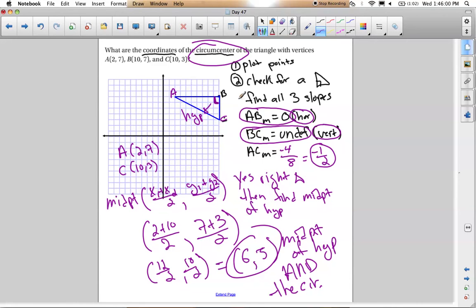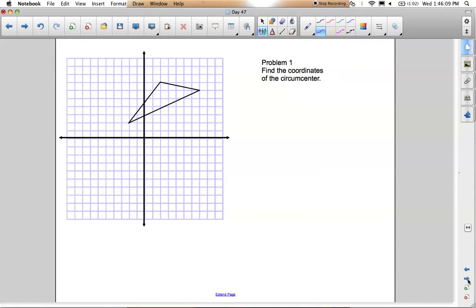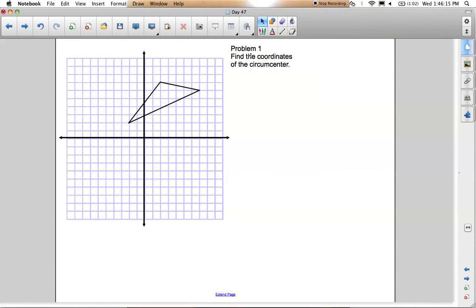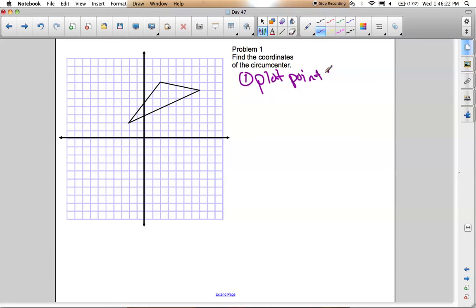So here's what we're going to do. We're going to do another one where it's not a right triangle. Okay? So here's problem 1. I want to find the coordinates of the circumcenter. So step 1, plot points. It's already plotted, so it's easy.